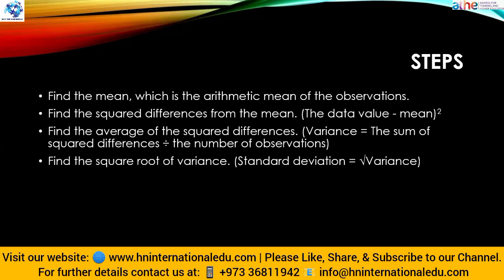Whatever the result by the subtraction you get, you will take the square of it, and after that you will find the average of the squared differences. Once you get the squared differences, you will sum all of them and divide by the number of observations. Once you get the result, you will take the square root of it and it will be your standard deviation. I hope the concept is clear.